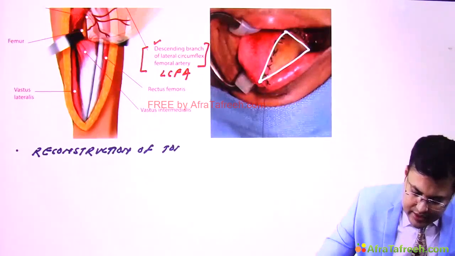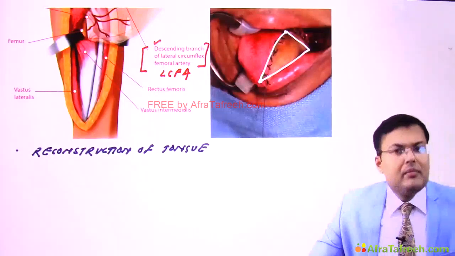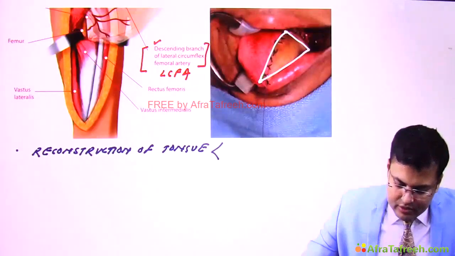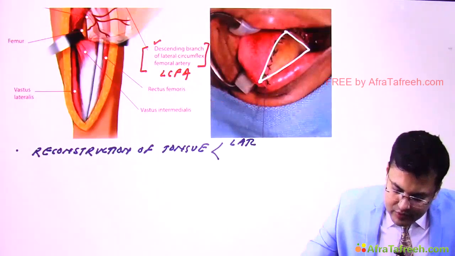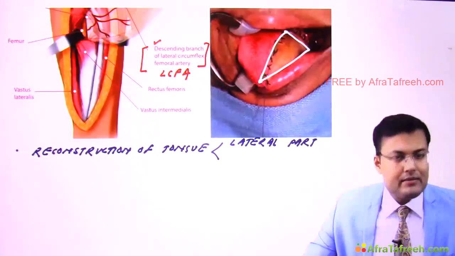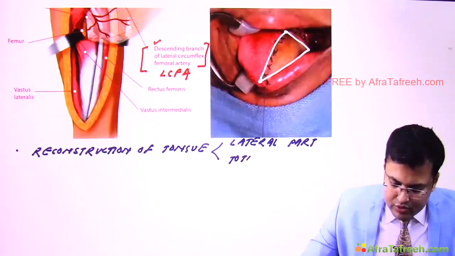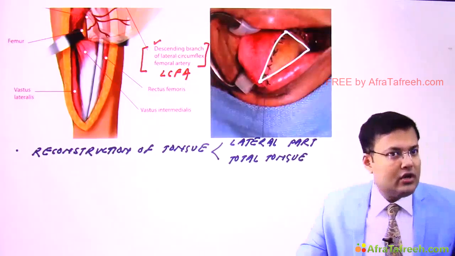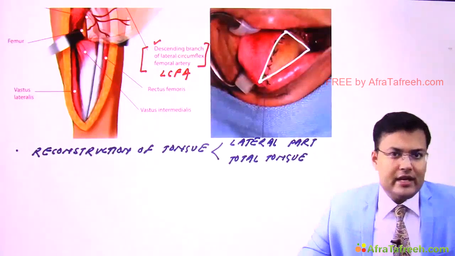Okay, so after partial glossectomy, hemiglossectomy or total glossectomy. So reconstruction of tongue, which part? Lateral part, or sometimes we are going to reconstruct the total tongue. So lateral part of tongue reconstruction or total tongue reconstruction, we can use this ALT flap.